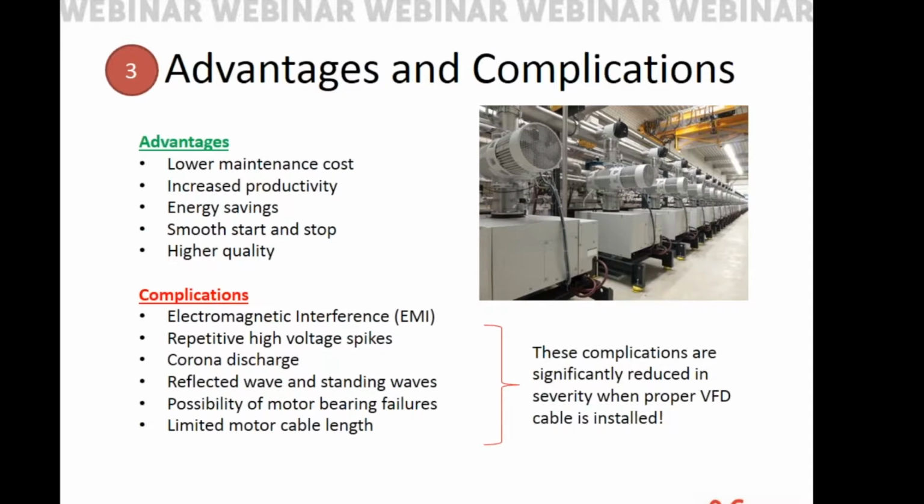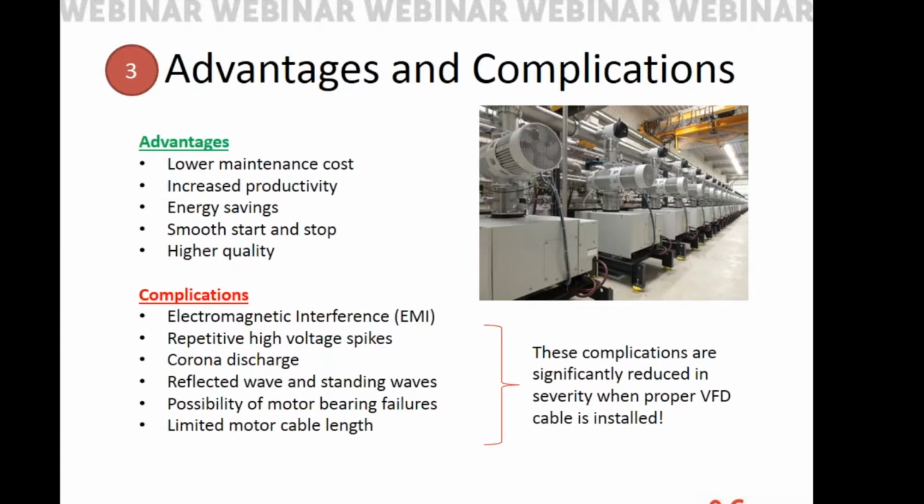There is also the possibility of motor bearing failures, and this is a result of that reflected wave and the high frequency currents. We'll see more on that in a minute. If we don't use a proper VFD cable, we'll be very much limited in cable length. Capacitance becomes a big issue. So in using a VFD cable, we significantly reduce or eliminate these complications or issues. That's why we need to focus on using a VFD cable for VFD applications.